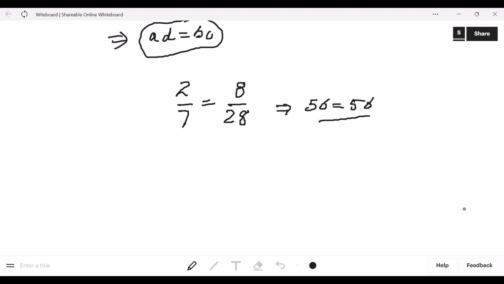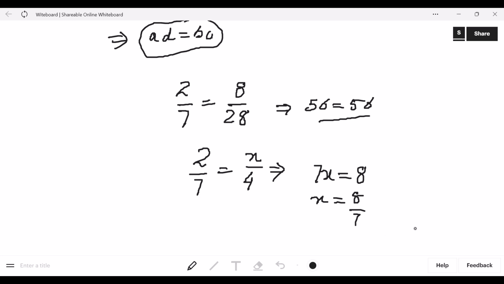Right? Sometimes we may be asked to find value of an unknown variable: 2 upon 7 is equal to x upon 4. Find x. So what we do? We simply cross multiply. It is 7x is equal to 8, or x is equal to 8 by 7, which I can write 1 whole 1 by 7 as a mixed fraction. Right? Mixed fraction.